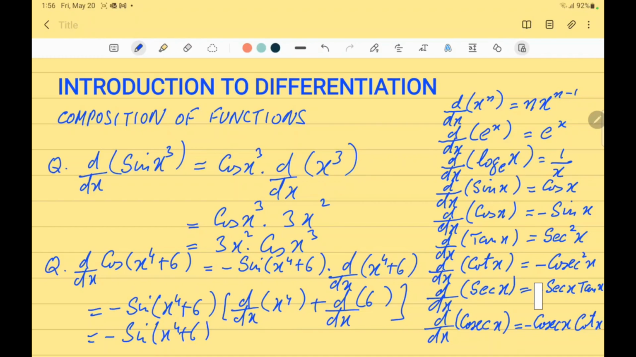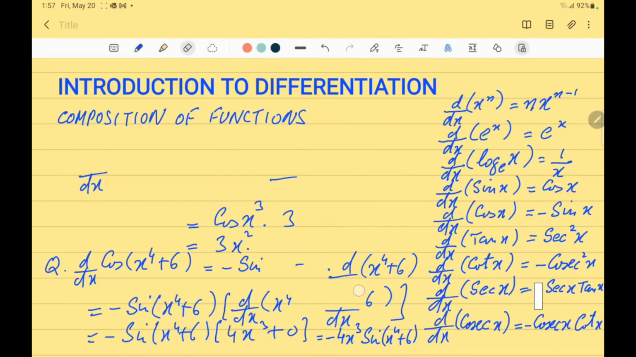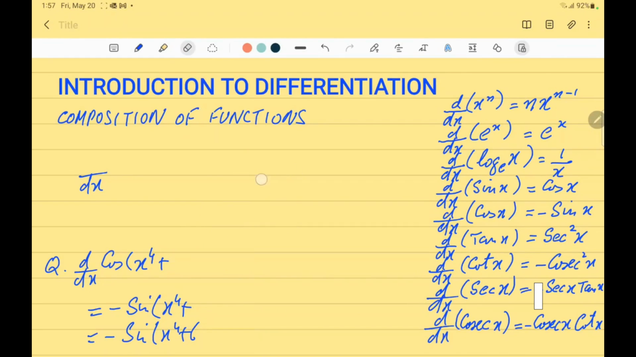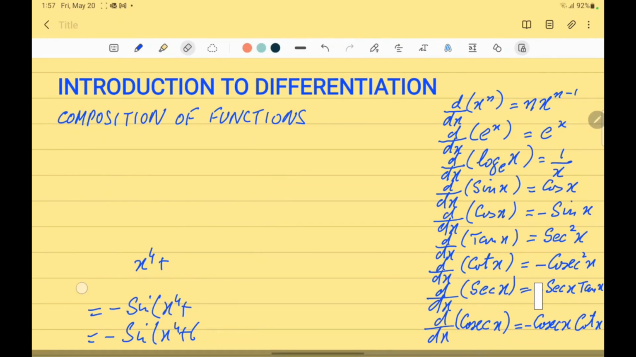Differential of x^4 is 4x cube and differential of 6 is 0 because it is a constant. So our final answer is minus 4x cube multiplied by sine of x^4 plus 6. Now we will go for another example so that we could have more clarity on this formula.